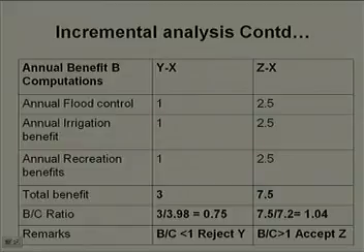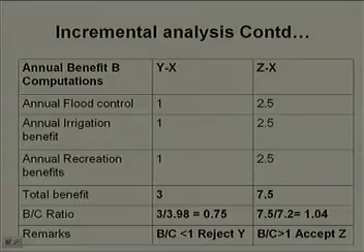Now this B by C ratio is less than 1. So I will reject Y. That means it is not worth going for alternative Y. That means it is not worth spending 100 million extra. It is not giving me a B by C value of more than 1. So I will reject Y.